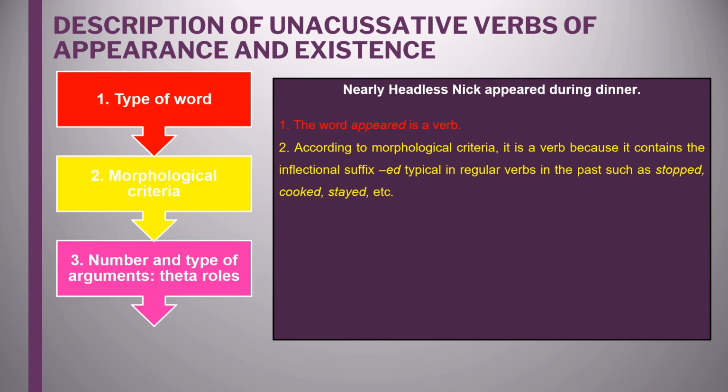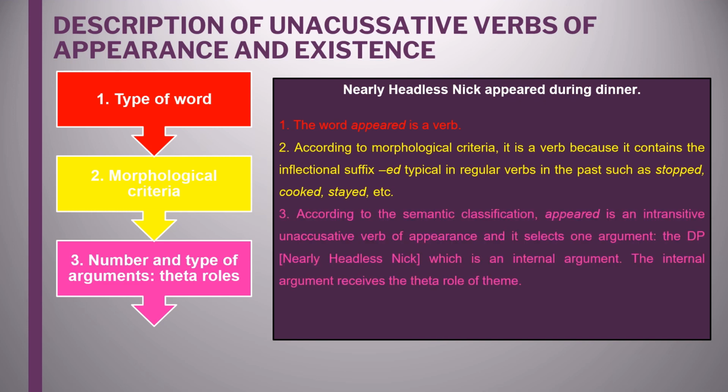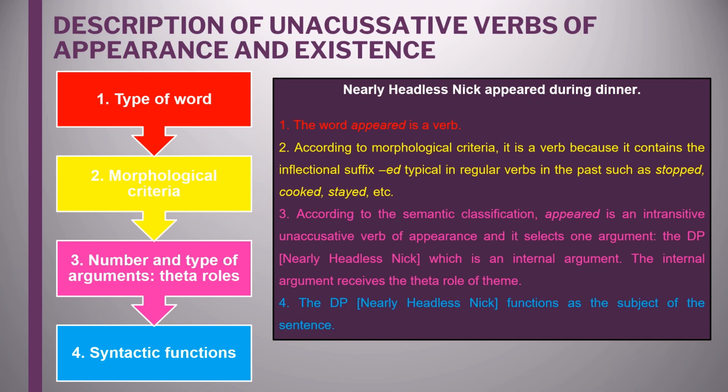Thirdly, we will describe the number and type of arguments and their theta roles. According to the semantic classification, appeared is an intransitive and unaccusative verb of appearance, and it selects one argument, the DP Nearly Headless Nick, which is an internal argument. The internal argument receives the theta role of theme. Finally, we will describe the syntactic functions the arguments have. So we may say, for instance, the DP Nearly Headless Nick functions as the subject of the sentence.